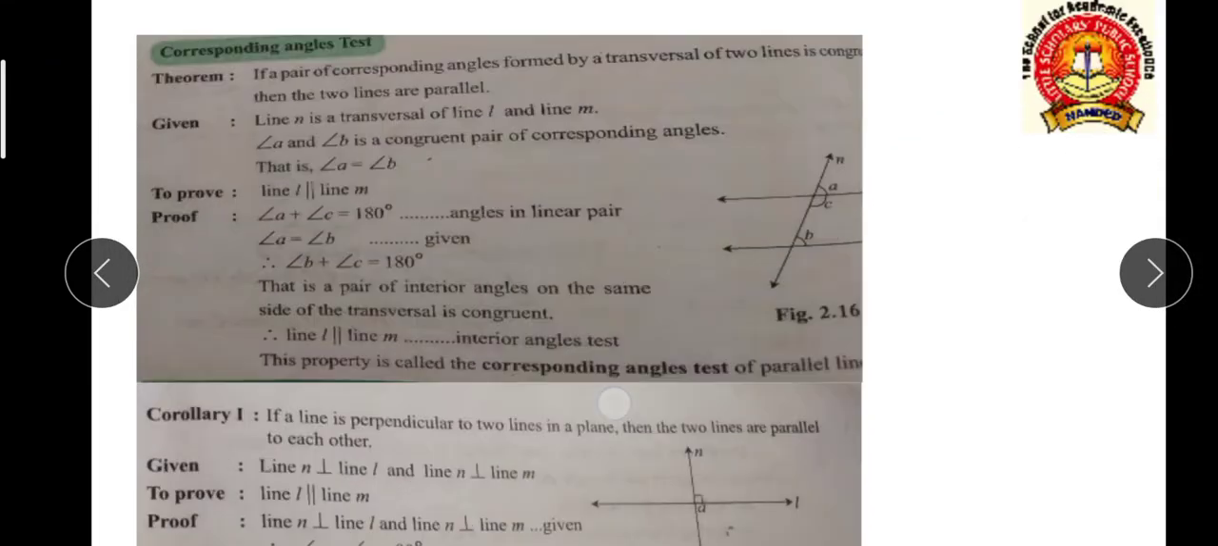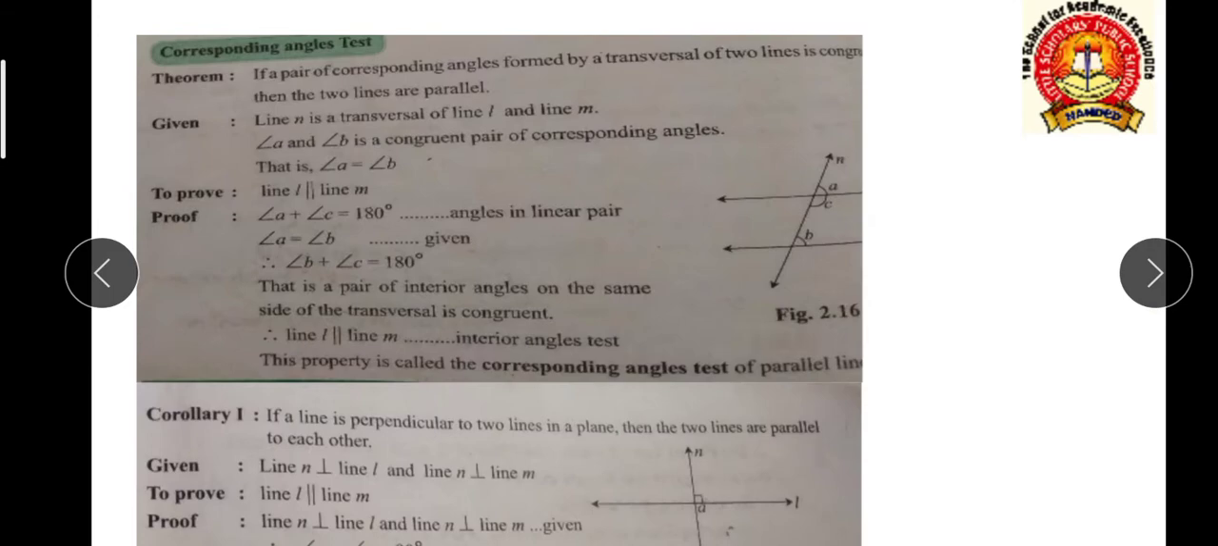In yesterday's session, we saw the tests of parallel lines, that is the interior angle test, then the alternate angle test, okay, and the corresponding angle test. Now we have to see this corresponding angle test. See, students, what is the theorem? If a pair of corresponding angles formed by a transversal of two lines is congruent, then the two lines are parallel. It means the angles are congruent, but by using the corresponding angle test, we have to prove the lines are parallel to each other.